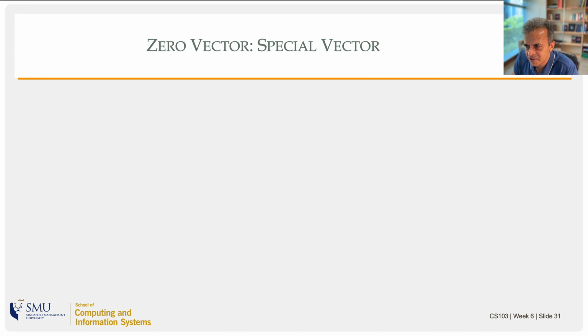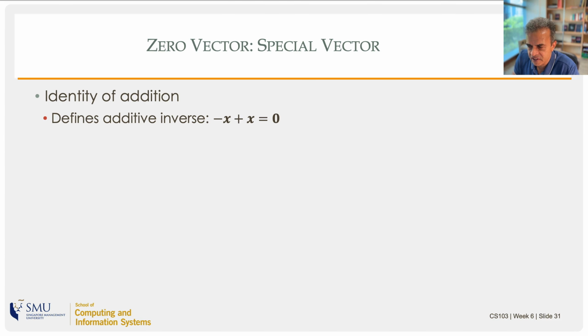Now, we saw that the 0 vector is a special vector. It is the identity of addition, much like it is for real numbers, which is not surprising because real numbers is just a vector space.